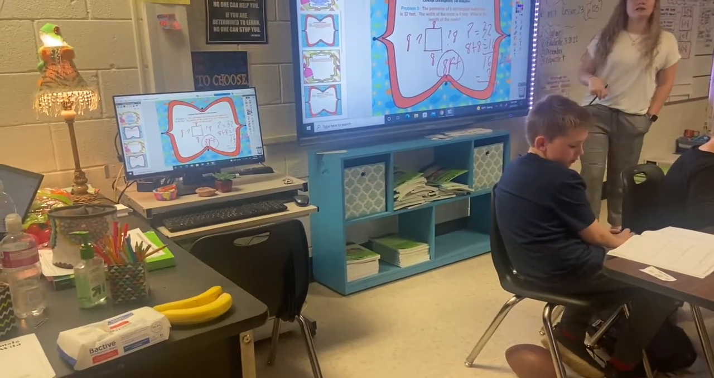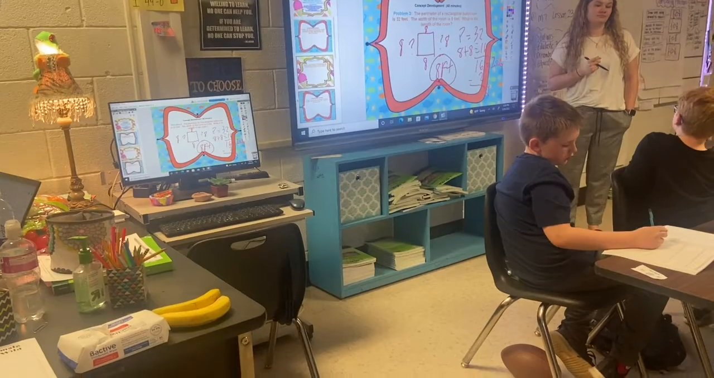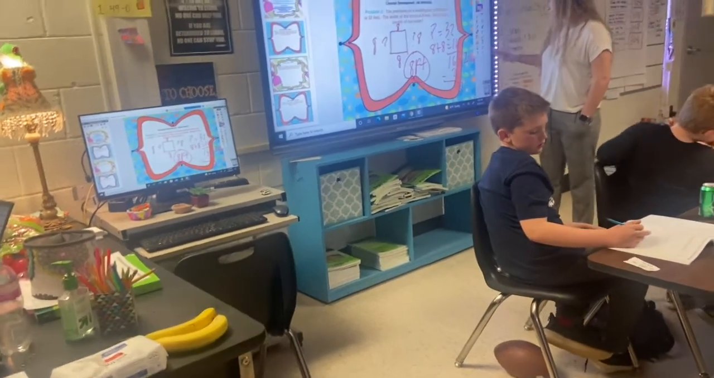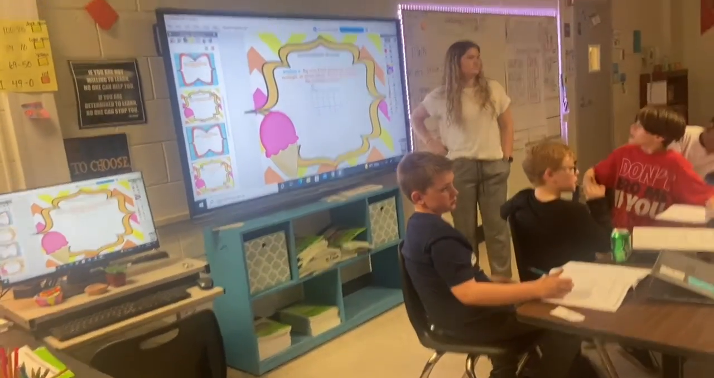And what do we notice about the rectangle? It's the same on every side. So it's a square. Actually, it is a rectangle too. Squares are rectangles because they still have the same properties.